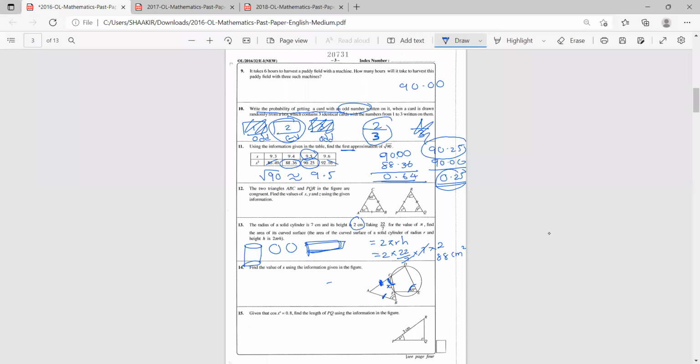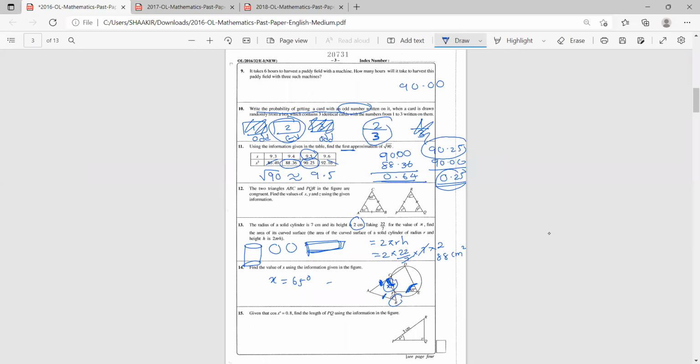Why? It is the exterior angle for the cyclic quadrilateral. I told you in the second theorem, this is the exterior angle of a cyclic quadrilateral. So this exterior angle will be equal to the interior opposite angle. So therefore I can say x is equal to 65 degrees. So if this is 65, this x is also 65, because both are equal.